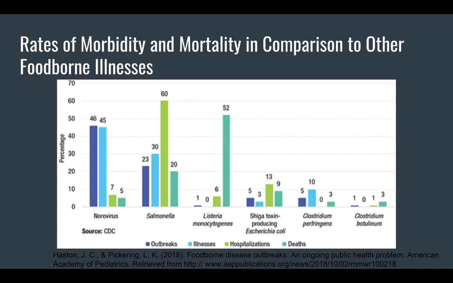This figure summarizes morbidity and mortality rates. As seen in this figure, Salmonella has the highest hospitalization rate, the second highest morbidity rate, and also the second highest mortality rate out of all foodborne illnesses.